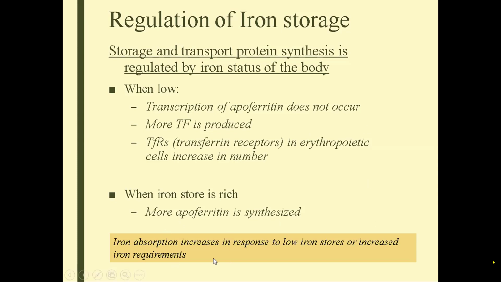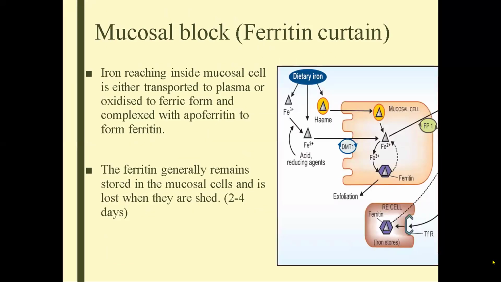Okay, so one more regulation which I have already mentioned. So these are all how the iron status is regulated. So iron absorption increases or decreases depending upon the iron store. So if the stores are low enough, then iron absorption may even increase. Right. So one more type of regulation is there, which is a bit different, right? So that is called mucosal block or ferritin cortin, right? Now this is within the mucosal cells, right? So you can see that the iron which is absorbed at the mucosal cells may either be stored or transported to the plasma depending upon the iron store. So what happens to this iron which is stored within the mucosal cells?